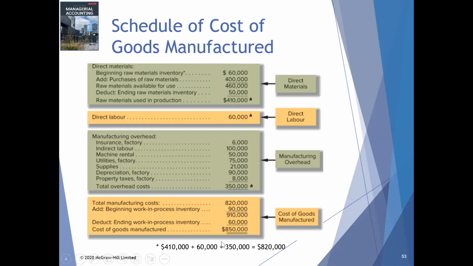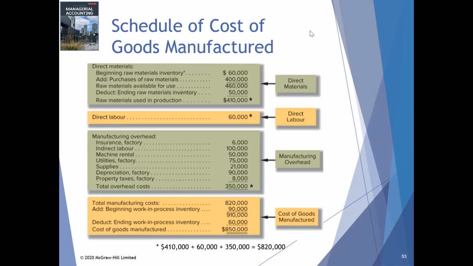Look at this. This is the schedule of cost of goods manufactured. So we have direct material in front of you. What is the meaning of direct material here? This is the beginning raw material inventory, 60,000. Add purchase of raw material. Then raw material available for use minus closing raw material inventory, then raw material used in production. So it means 410,000 is the value of direct material.